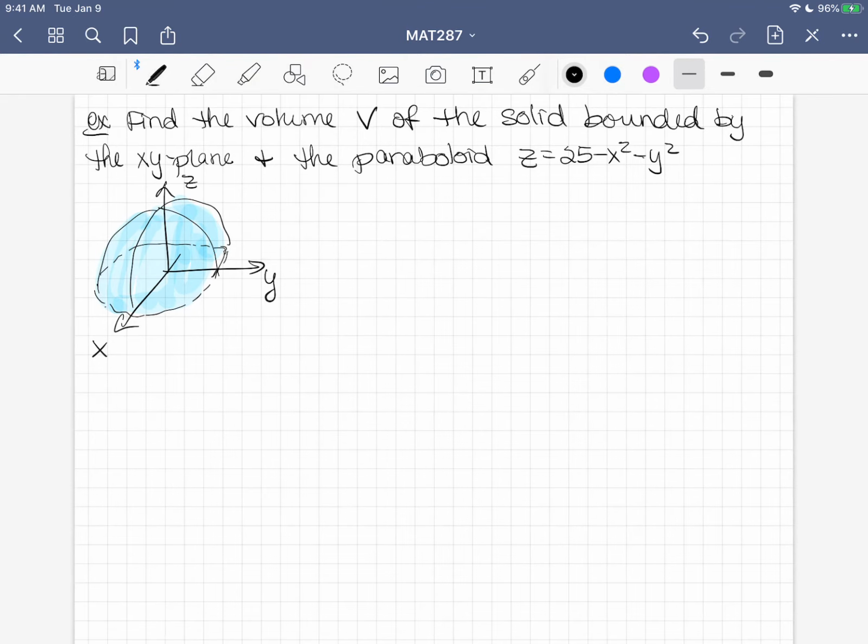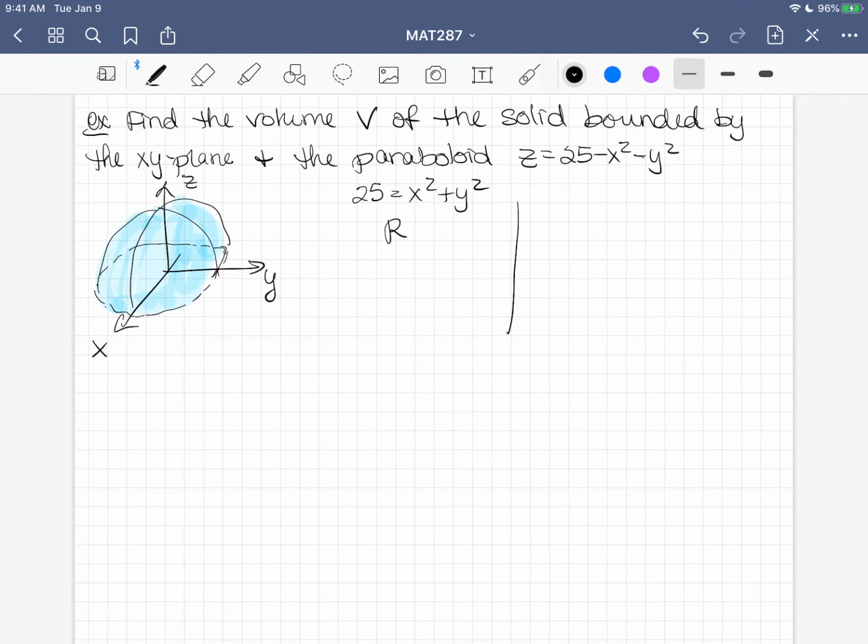My region of integration is down here in the xy plane. It's this circle. That's a terribly drawn circle, but you know what I mean. It's the circle that we get down here in the xy plane. And so we need to figure out what that circle is. Well, it's the circle we get when z equals 0, right? So 25 equals x squared plus y squared.